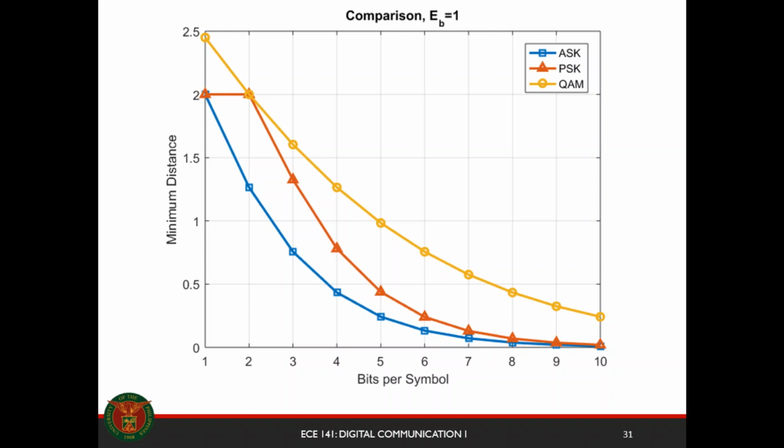Turns out that QAM is the best choice for the symbol mapping. What does it trade off? It's a more complex system.